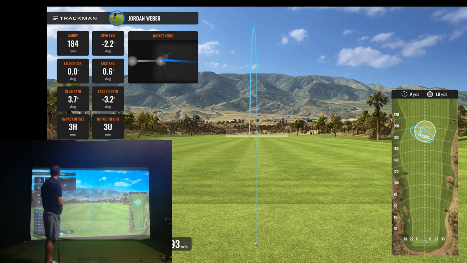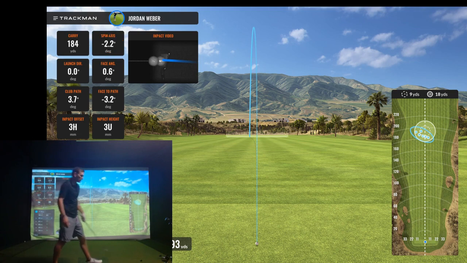My impact was pretty good, just a touch off the heel, 3 millimeters off the heel, and 3 millimeters high. So U stands for up on the face. I try and keep those within 5 millimeters of center. That's a pretty solid contact. And so you can see that produced a spin axis of negative 2.2, which produces a draw. So some things to work on.